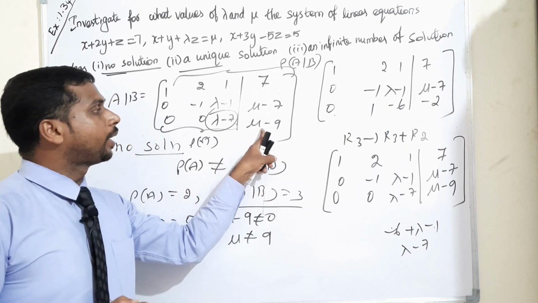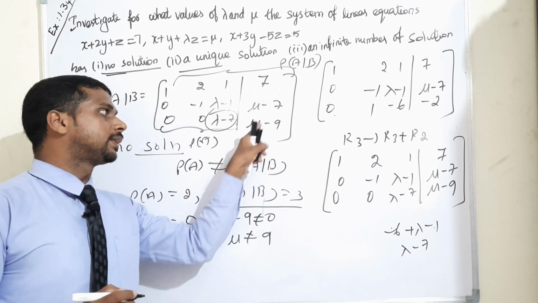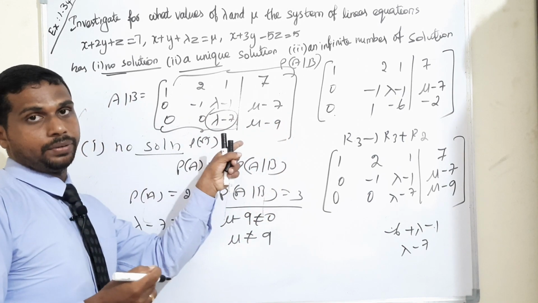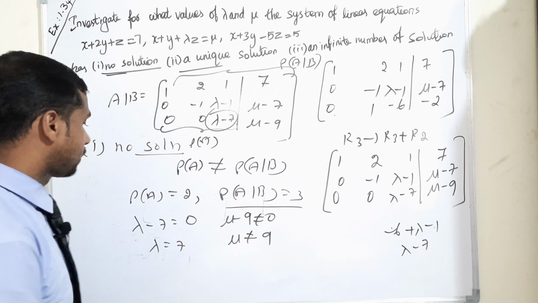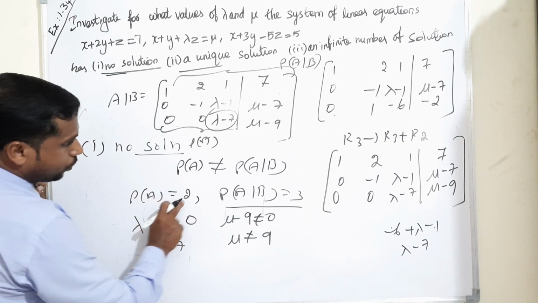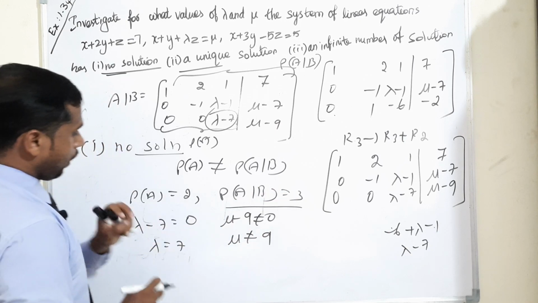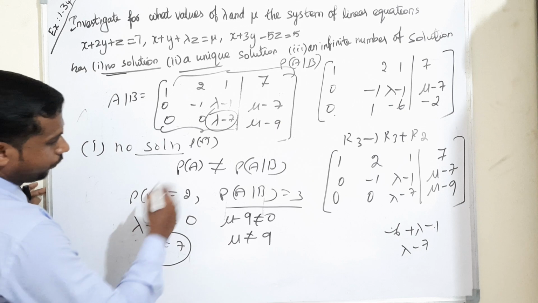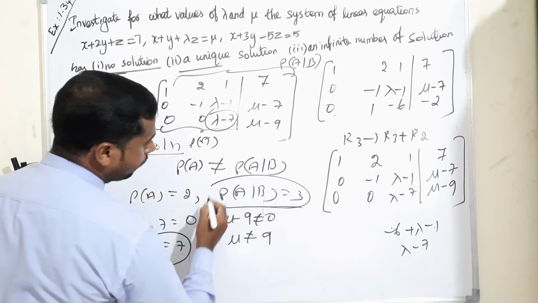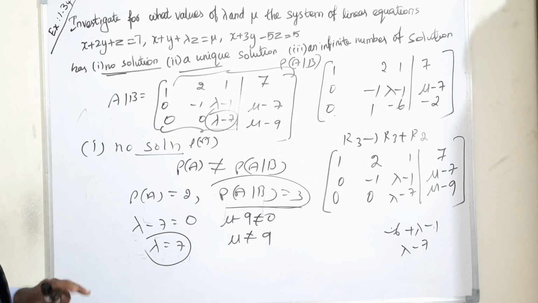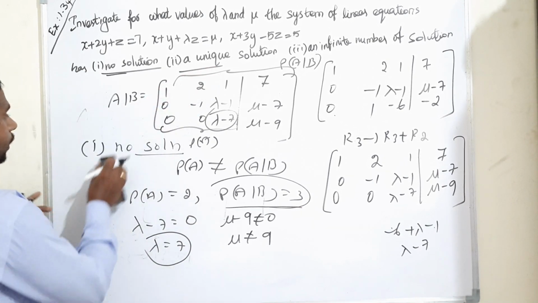Even minus 9 we can take. If you take minus 9, then minus 9 minus 9 means minus 18 will come, so definitely it is a non-zero row. That's why we say no solution: rank of A equal to 2, rank of A with B equal to 3. Rank of A equal to 2 means lambda equal to 7. Rank of A with B equal to 3 means mu not equal to 9. Okay, this is the first one. I am moving to the second one, unique solution.